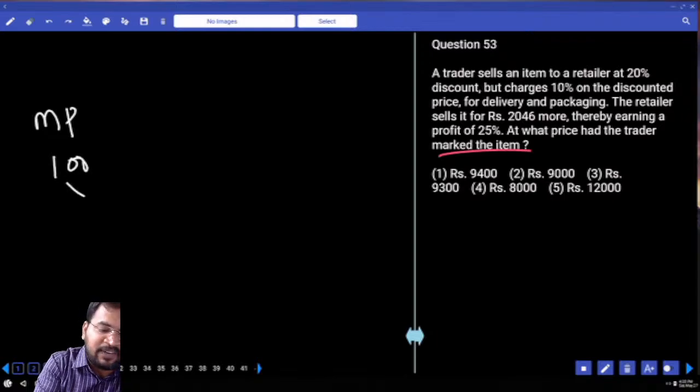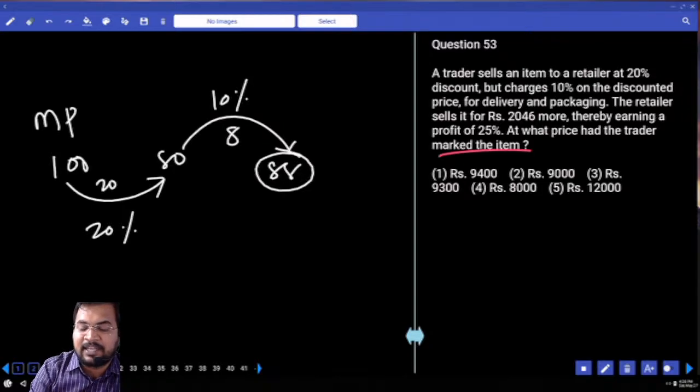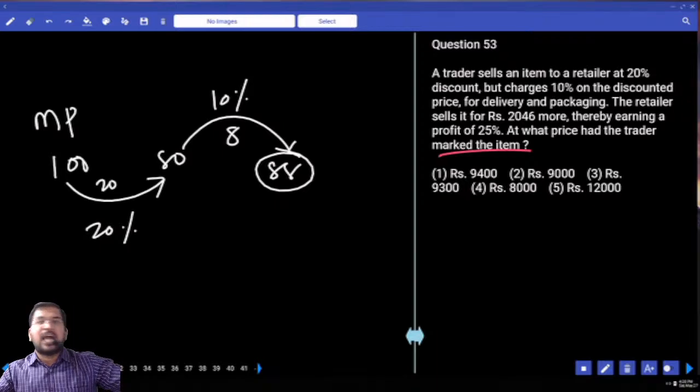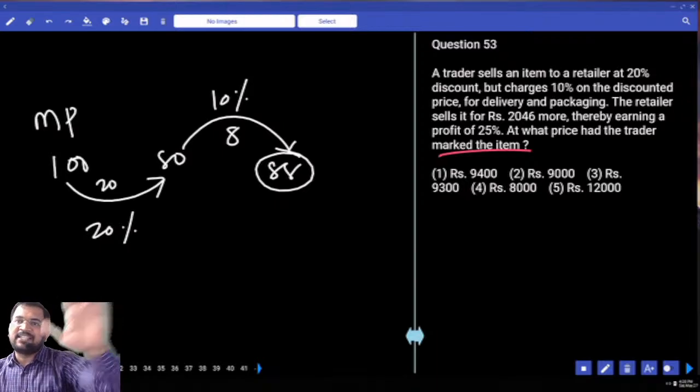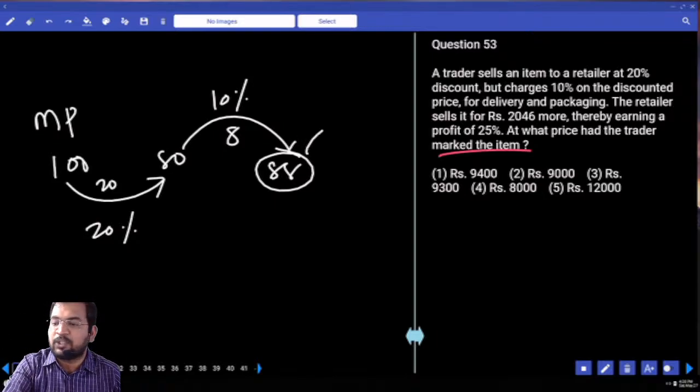20% is the discount given. 20% discount is nothing but 20. Remaining will be 80. And after giving 20% discount, they are charging 10% other charges, which is 8. That is 88. The MRP is 100. You are purchasing at 80, but they are charging 8 rupees extra, and in total you paid 88.